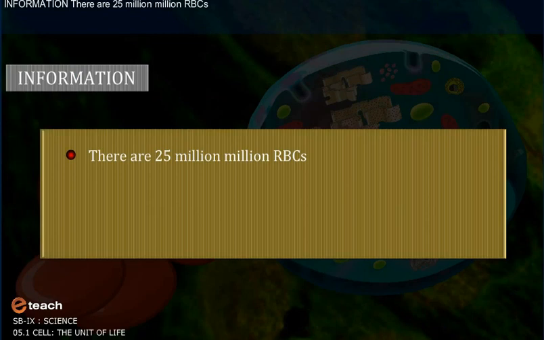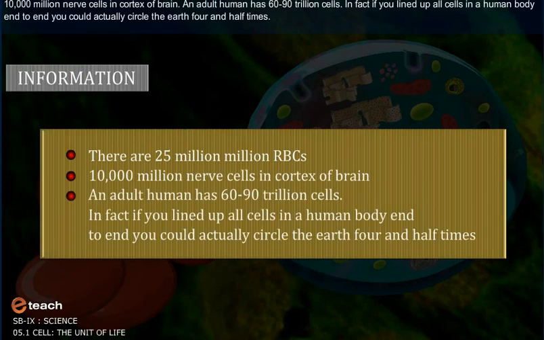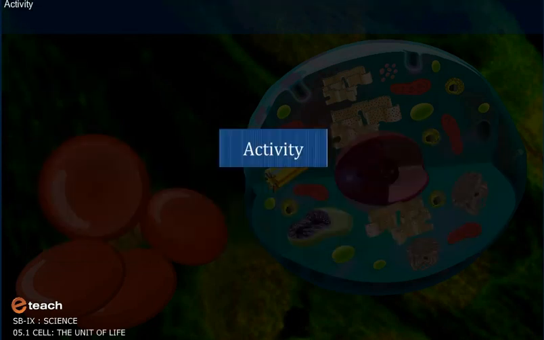Information. There are 25 million RBCs, 10,000 million nerve cells in cortex of brain. An adult human has 60 to 90 trillion cells. In fact, if you lined up all cells in a human body end to end, you could actually circle the earth 4.5 times.